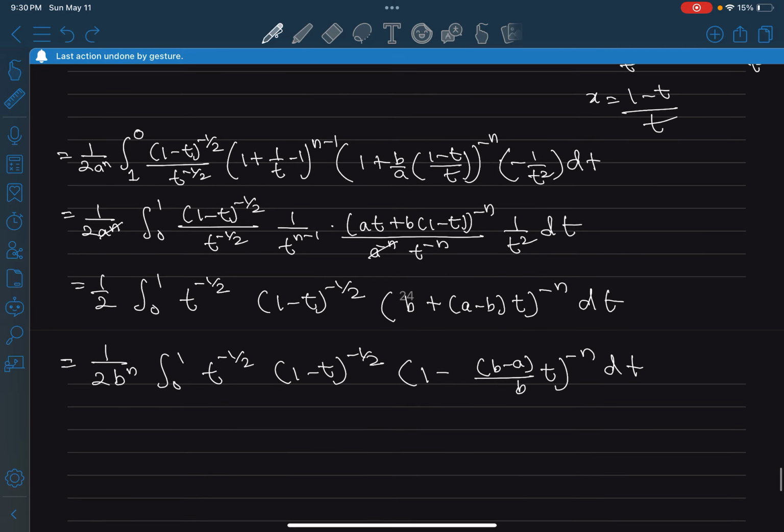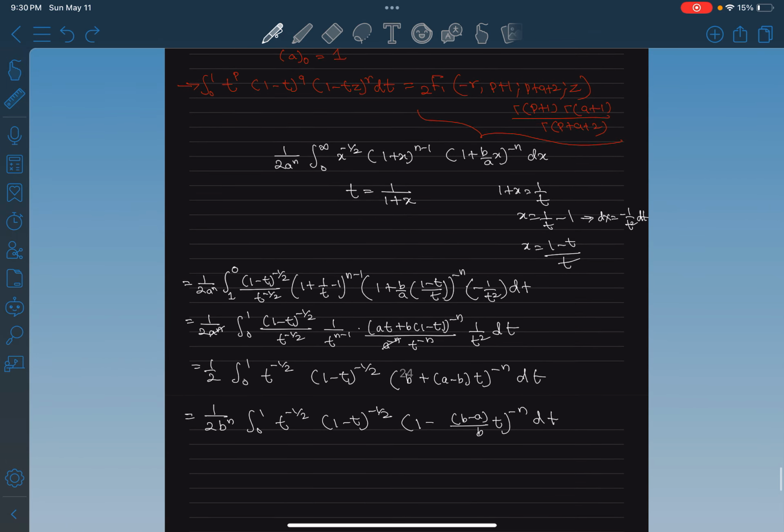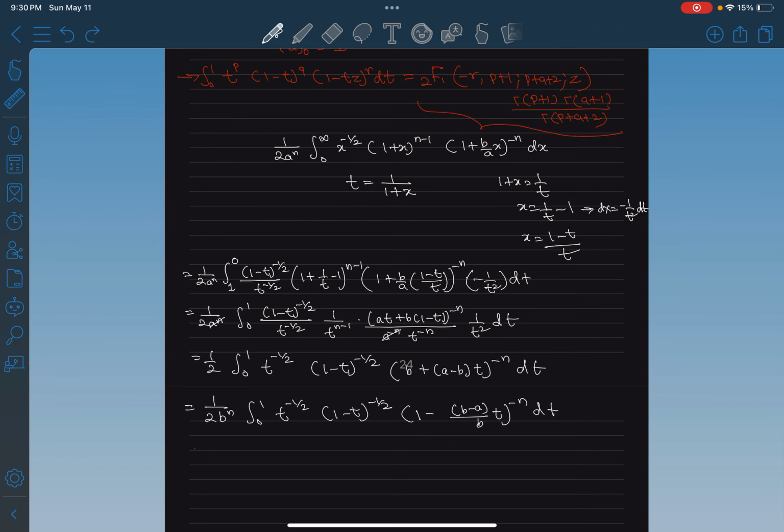Okay, so now that this has been reduced to the standard hypergeometric function integral, let's try to use that. So if we use that, we will have 1 by (2b) to the power n, and this is reduced to the hypergeometric function of, first of all, negative r, so just n, and then p plus 1, so just half because p is negative half, and then p plus q plus 2. Q is negative half, p is negative half, so negative 1 plus 2, which is 1, and then the argument is (b minus a) over b.